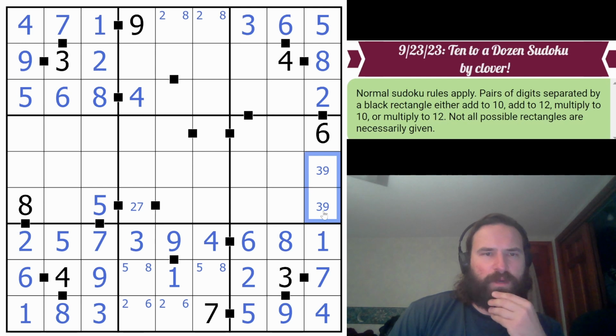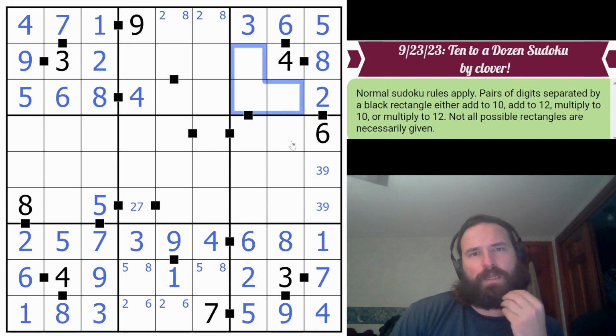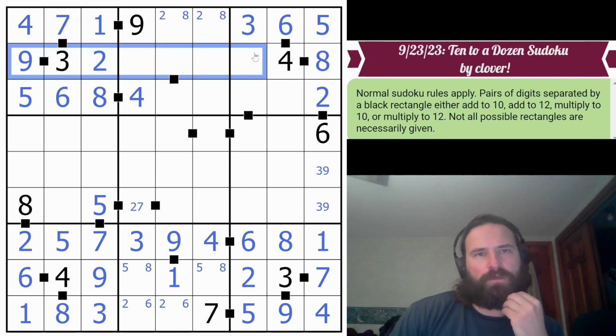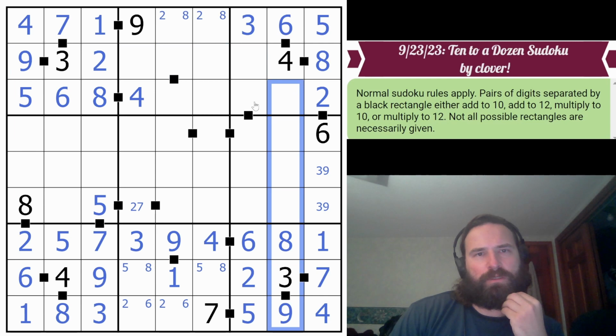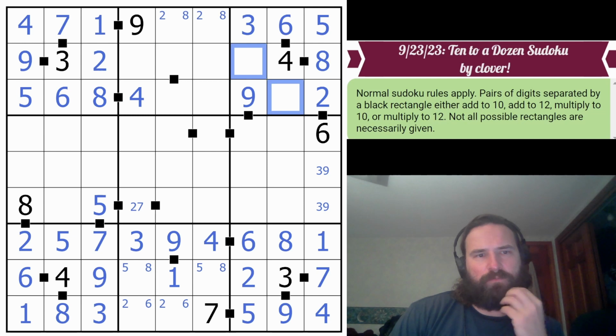So 3, 9 pair here. Okay, 3 numbers left in here: 1, 9, and 7. 9's here, 9's here, so 9's going here. 1 and 7, is that decided yet? It doesn't look like it, unfortunately.